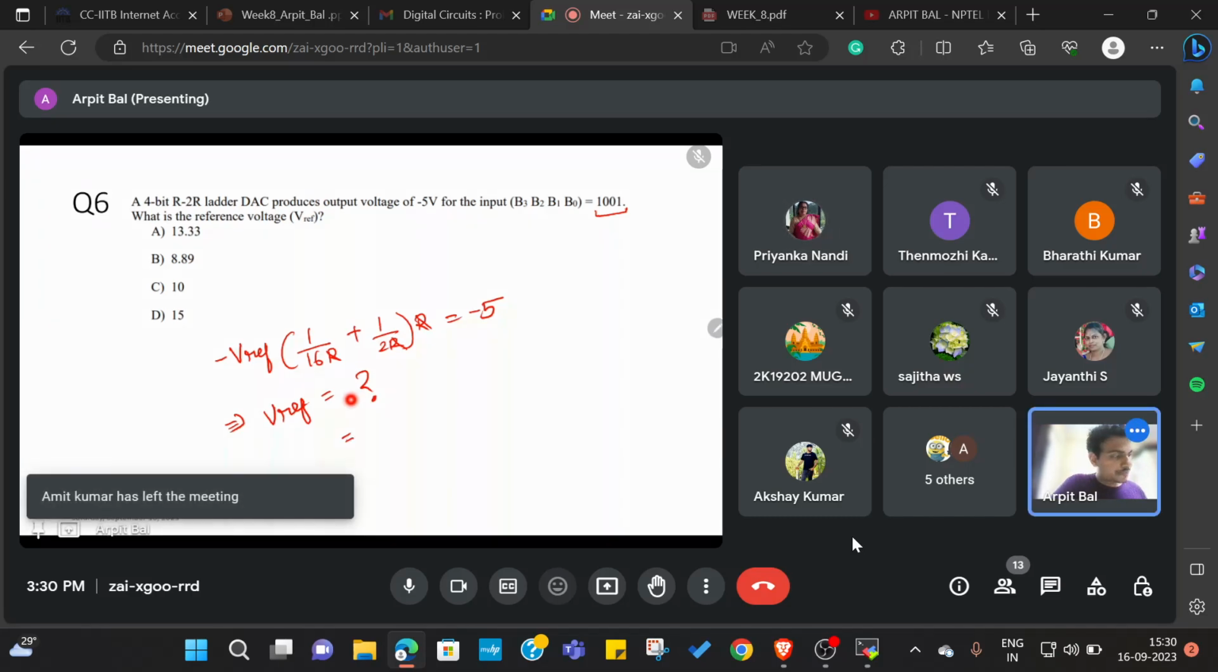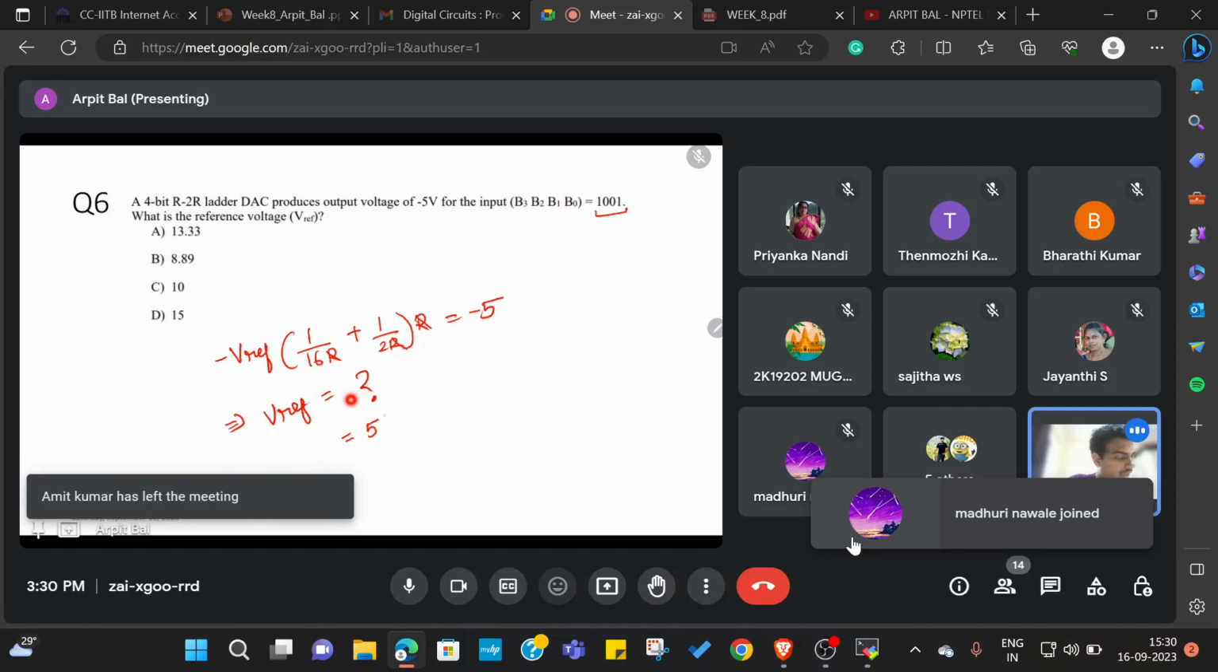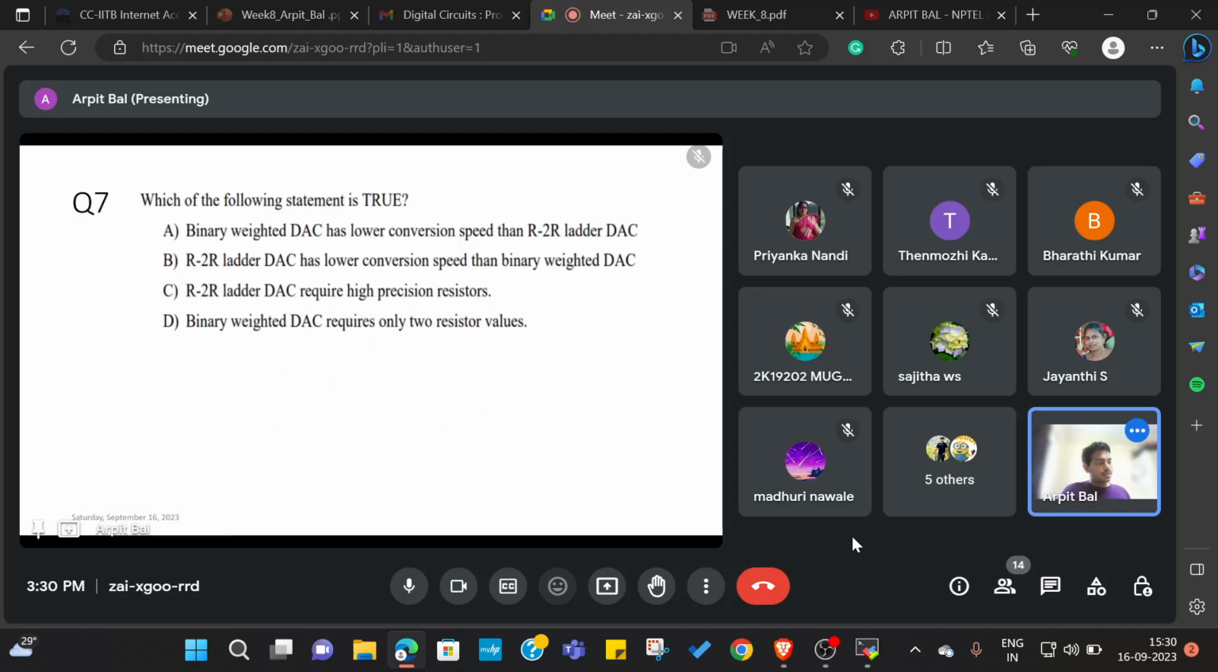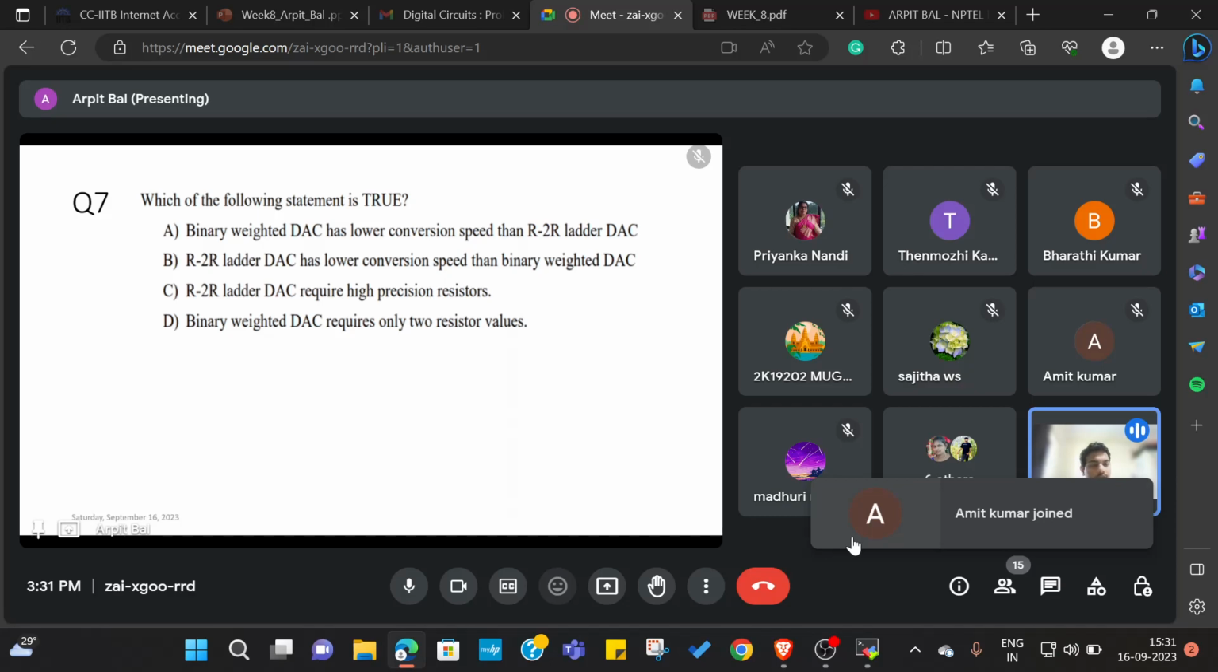8.89. Correct. So this is 8.89. So it will be 5 into 16 by 9, which is basically 8.89 volt. Okay, so 8.89 volt is the reference voltage. Okay, so based on the facts that we discussed in the beginning of the session, can someone try this out?